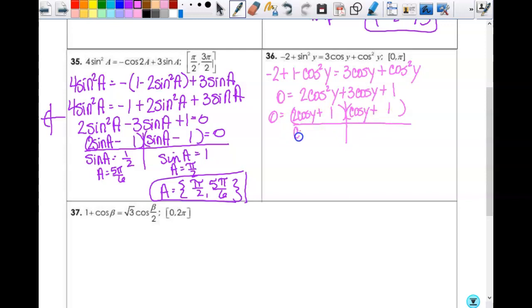This becomes cosine y equals negative 1/2, and cosine y equals negative 1. All right. So I'm going from 0 to pi right here. So this gives me y equals 2 pi thirds, and this gives me y equals pi. So overall, y equals 2 pi thirds and pi.